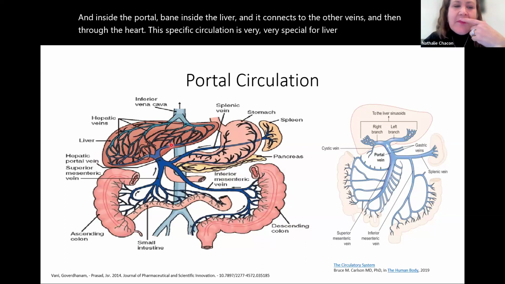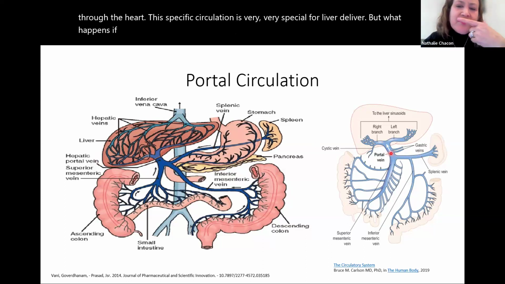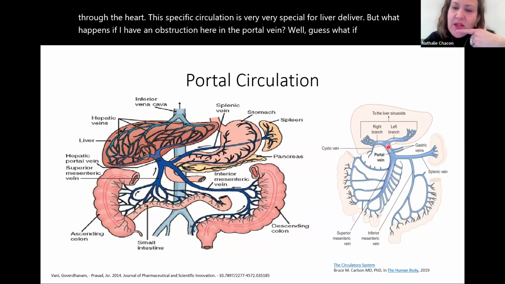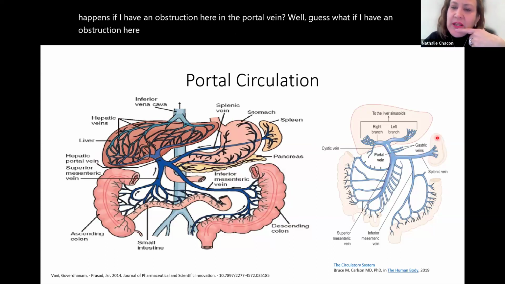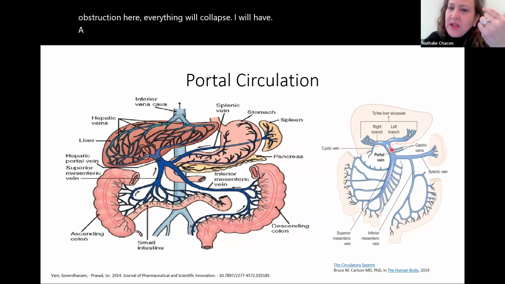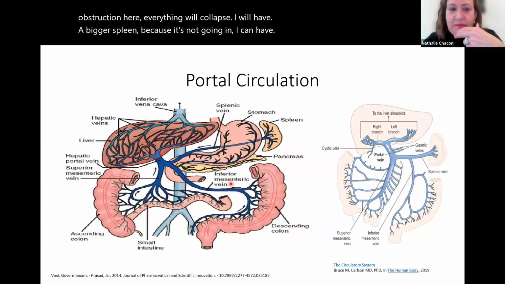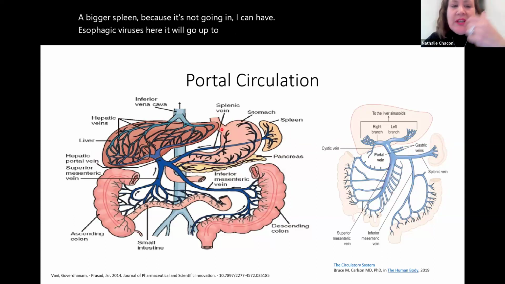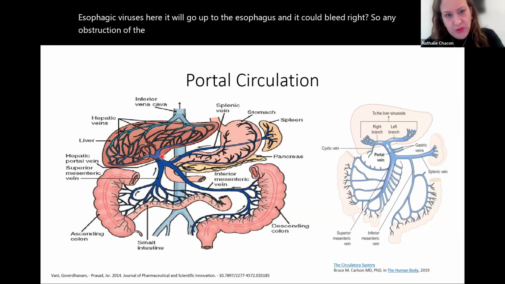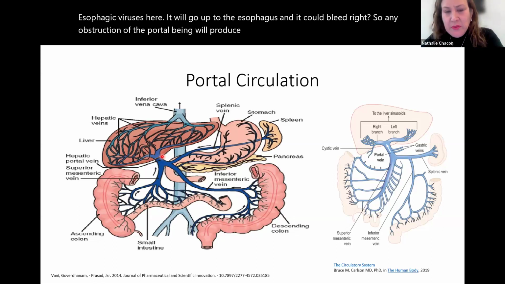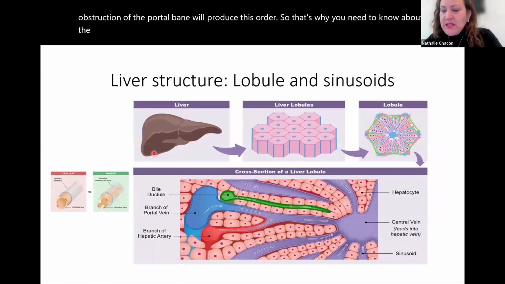But what happens if I have an obstruction here in the portal vein? Well, guess what? If I have an obstruction here, everything will collapse. I will have a bigger spleen because the blood is not going in. I can have esophageal varices here. It will go up to the esophagus and it could bleed, right? So any obstruction of the portal vein will produce disorder. So that's why you need to know about the portal circulation, okay? And the organization of the liver.